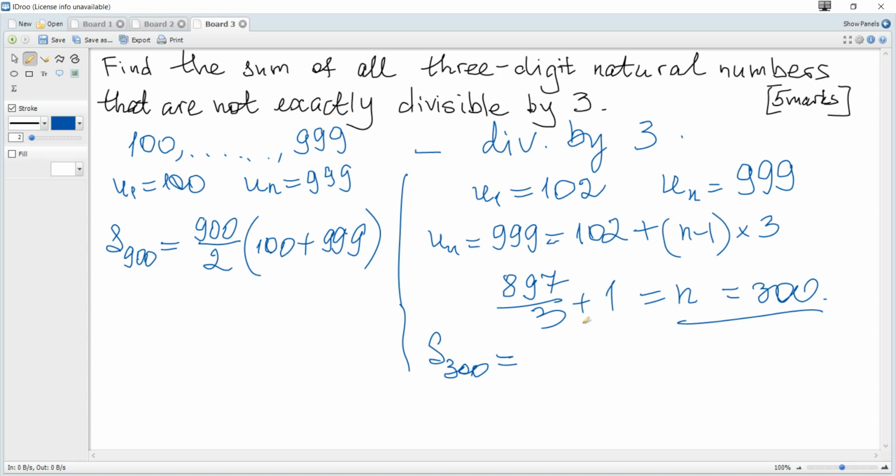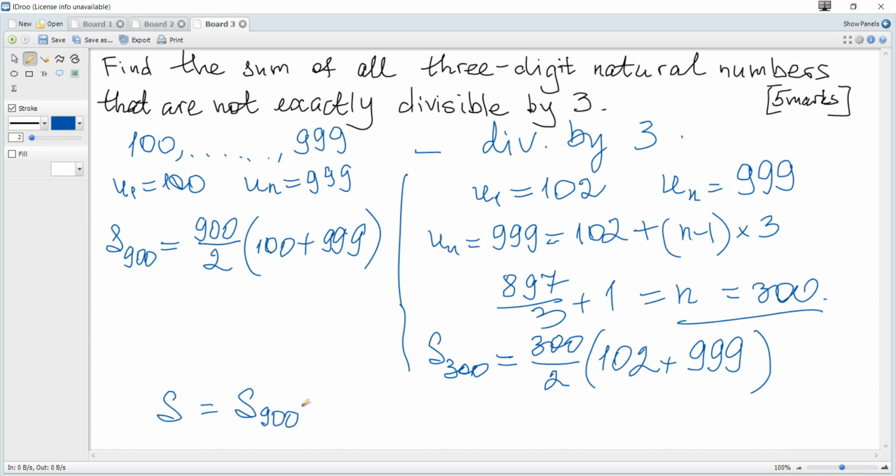So the sum of numbers which are divisible by 3 is the sum of 300 terms, and it is equal to, using the formula n over 2 multiplied by u1 plus un, 300 over 2 times the first term, 102, plus the last term, 999. Hence the required sum is equal to the sum of all numbers minus the sum of numbers which are divisible by 3, the sum of 300 according to our notation. And if you calculate it, the answer is this value. And that's all for this question.